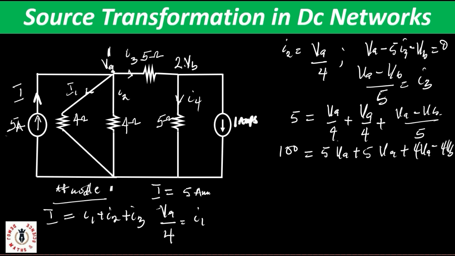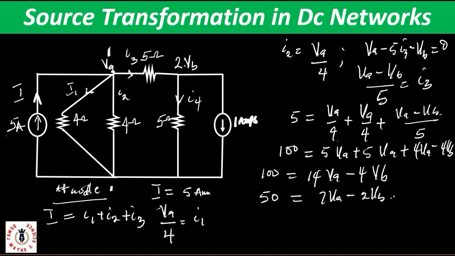I've multiplied through by 20. Now, that 100 will be the same thing as 5 plus 5 plus 4, that's 14 VA minus 4 VB. Now let's reduce this. They are all even numbers, so I can divide through by 2. So that 50 is equal to 7 VA minus 2 VB. Let's open another slide.